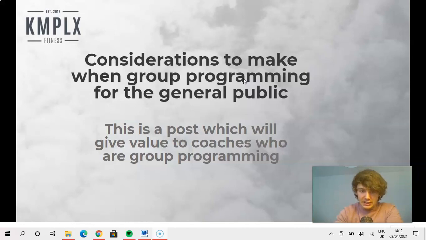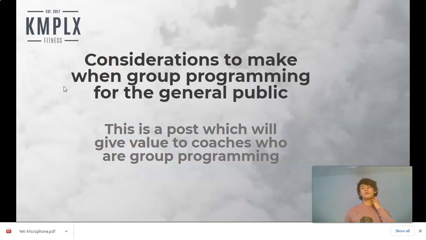This is just training for the general public. So I hope this brings a bit of value to coaches who are group programming and gives you something to think about as well. It's another way of looking at group programming too. So on to the first slide.